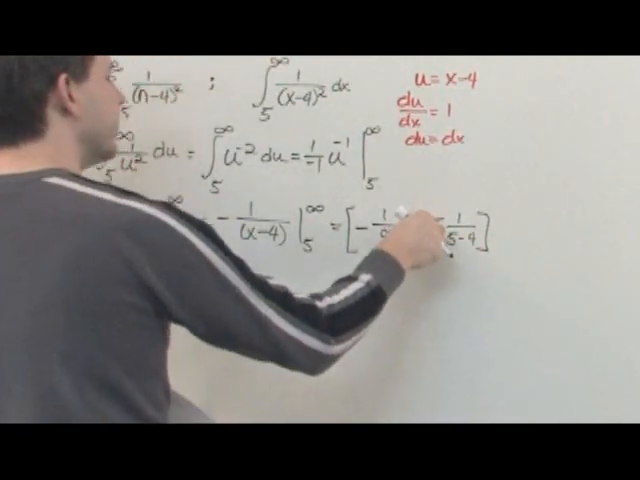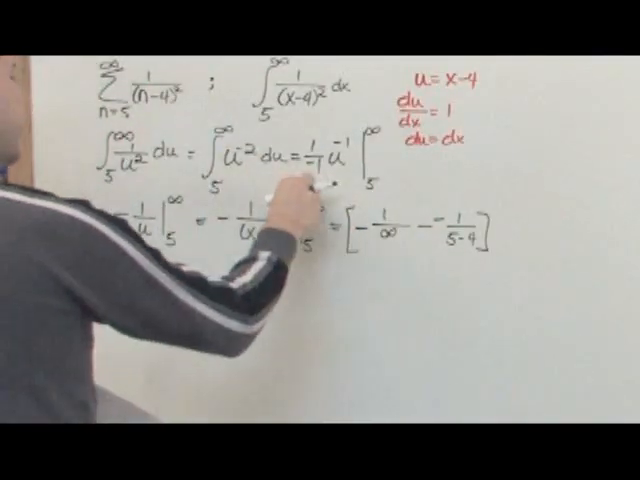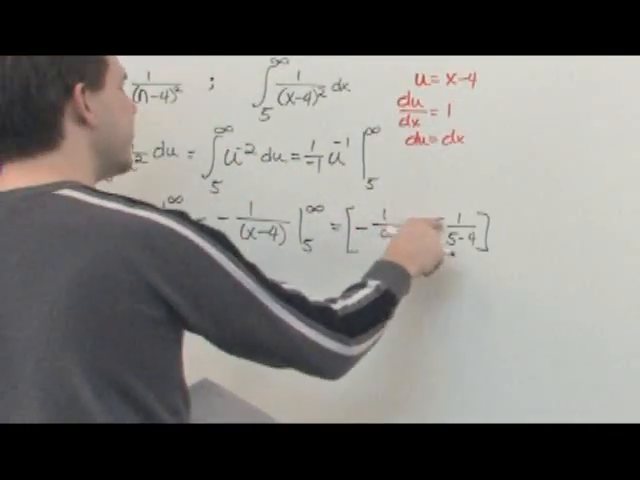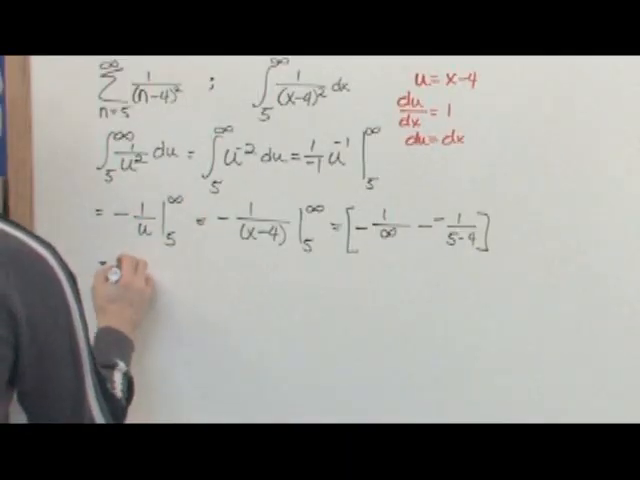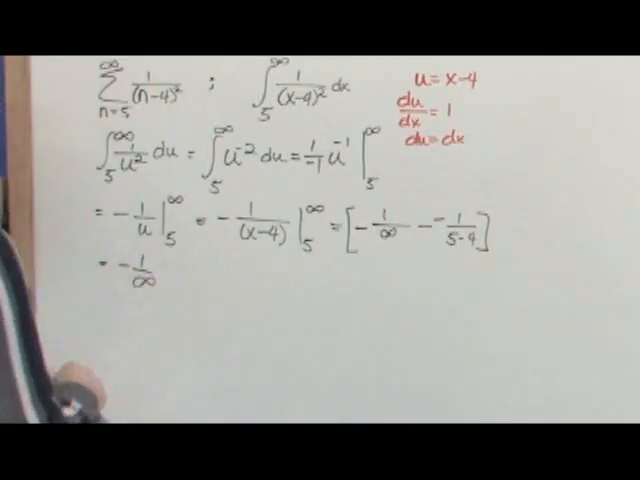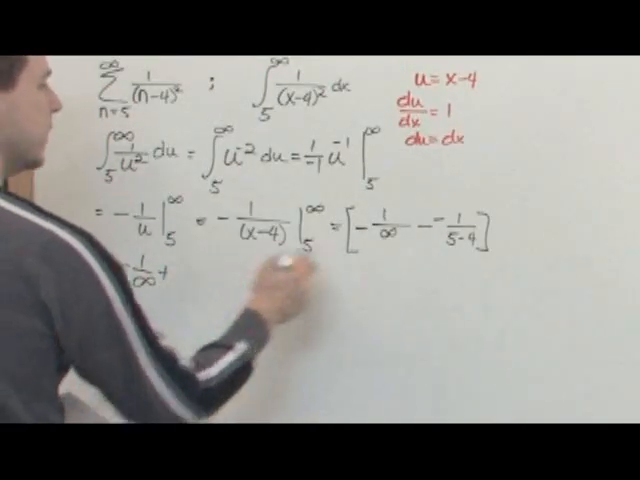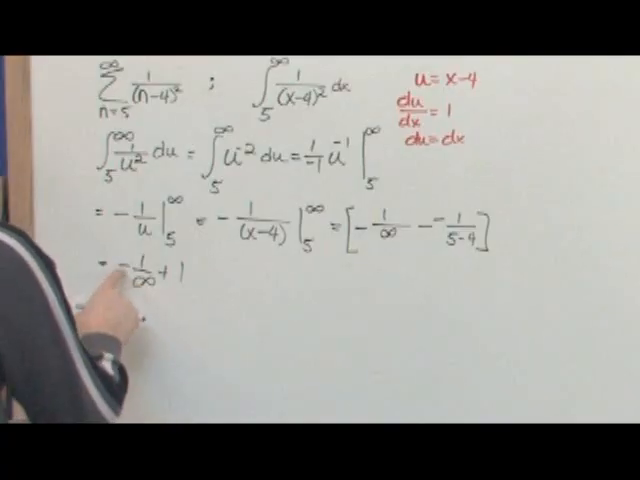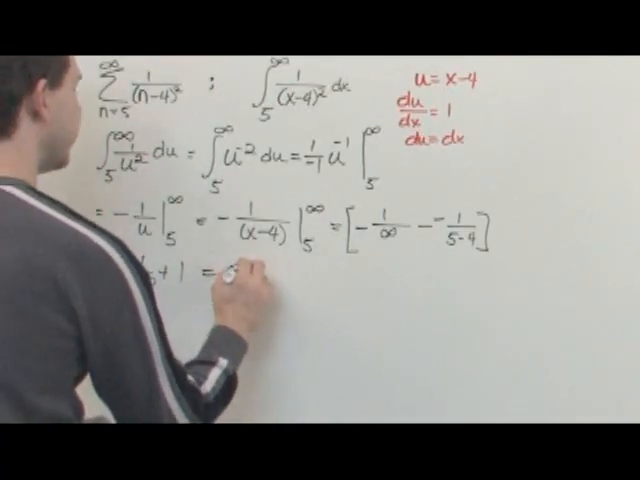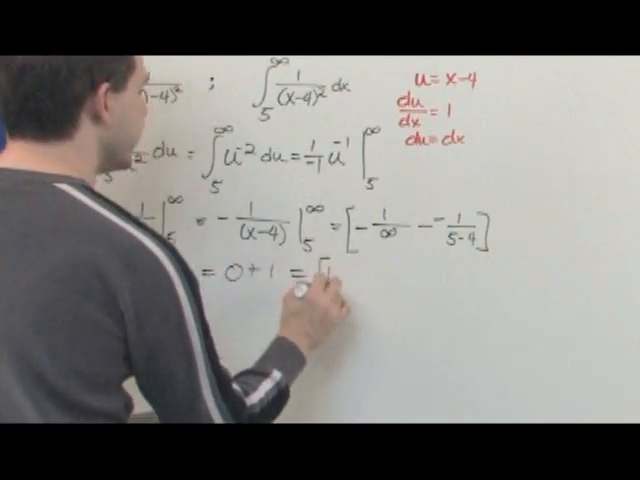This becomes, from the fundamental theorem of calculus, that you evaluate the upper limit minus the lower limit, and this negative is just because the thing we're evaluating is negative. So what I'm going to have is negative 1 over infinity plus 1 over 1, which is 1. So this is going to be 0, 0 plus 1, which is 1. So the thing converges to 1.